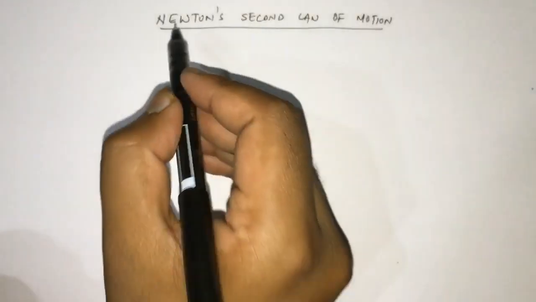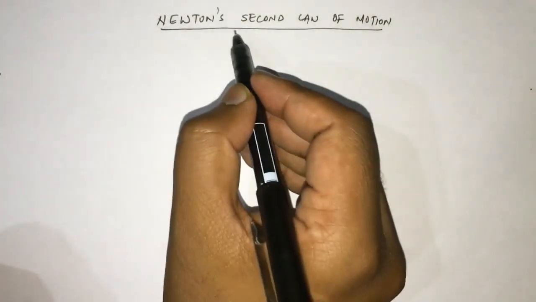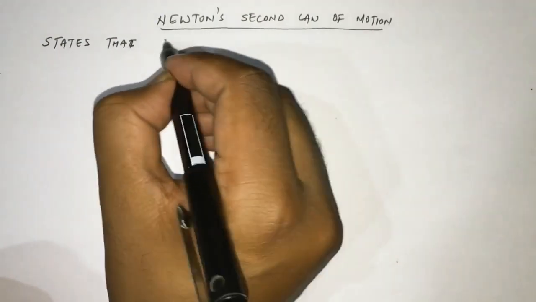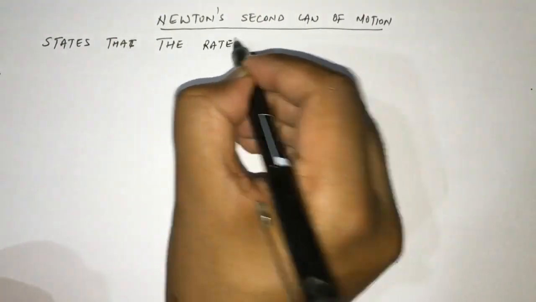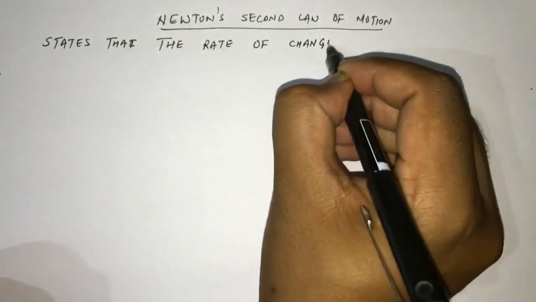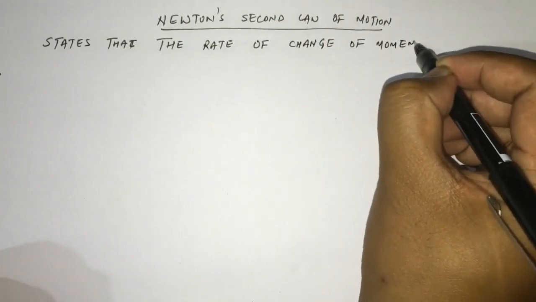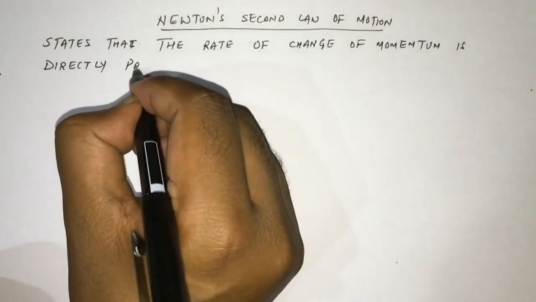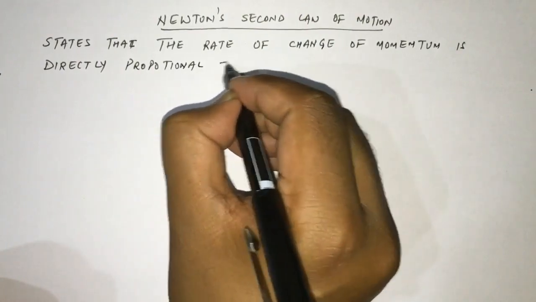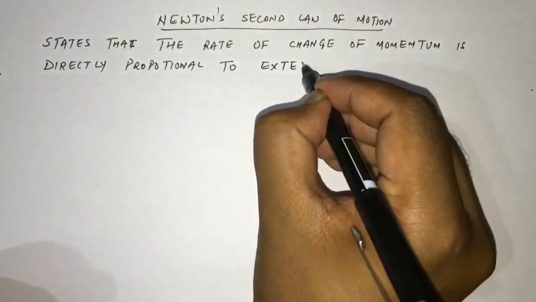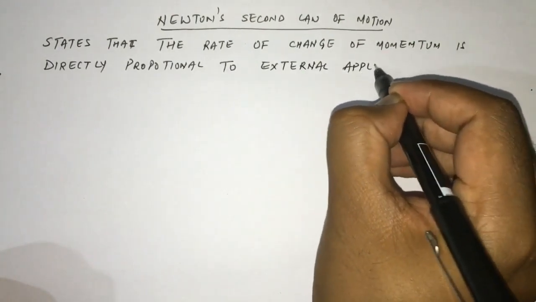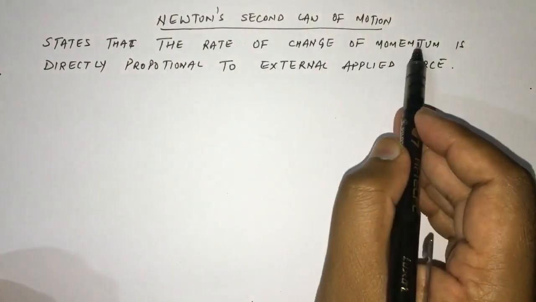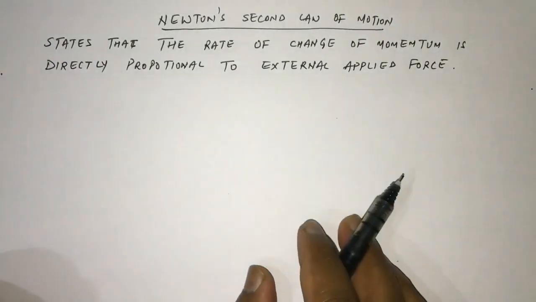Now let us discuss Newton's second law of motion. Newton's second law of motion states that the rate of change of momentum is directly proportional to the external applied force.